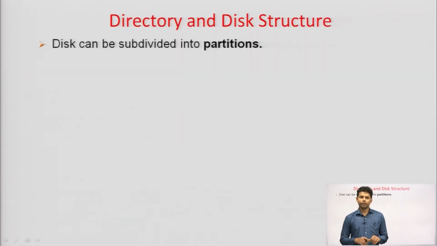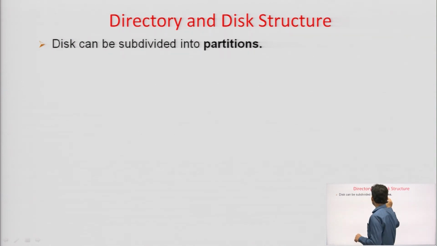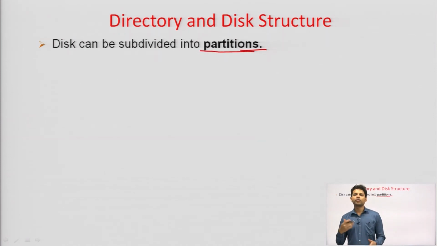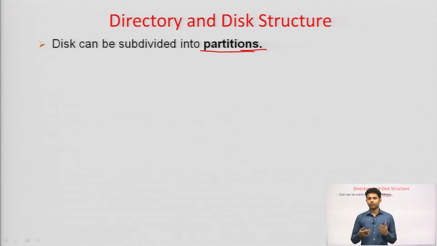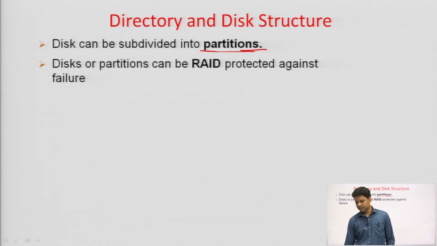Now we are going to see some of the directory and disk structures. A disk can be subdivided into partitions. I hope you all know this. Whenever you format your hard disk or secondary memory, or whenever you want to install a new operating system, the disk can be subdivided. We generally use this partition scheme to partition our volume. We will see the difference between partitions and volumes.